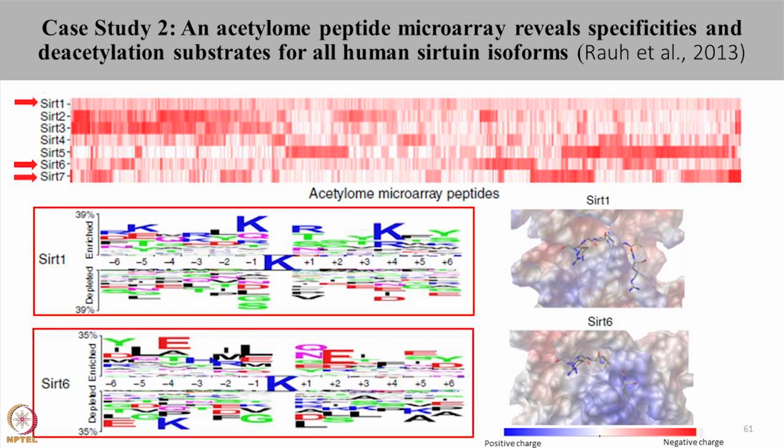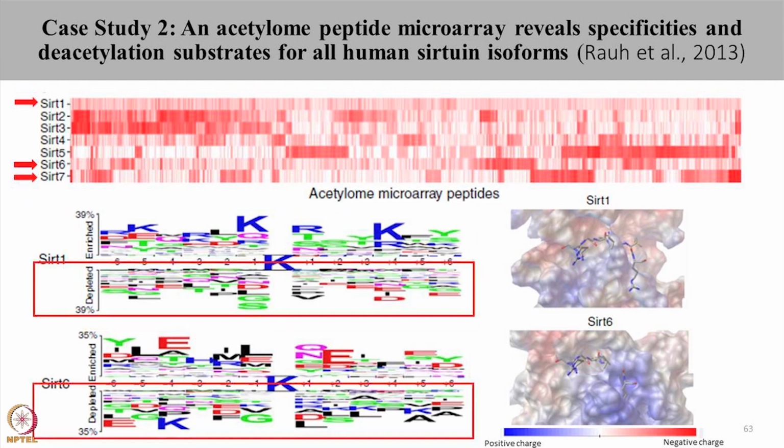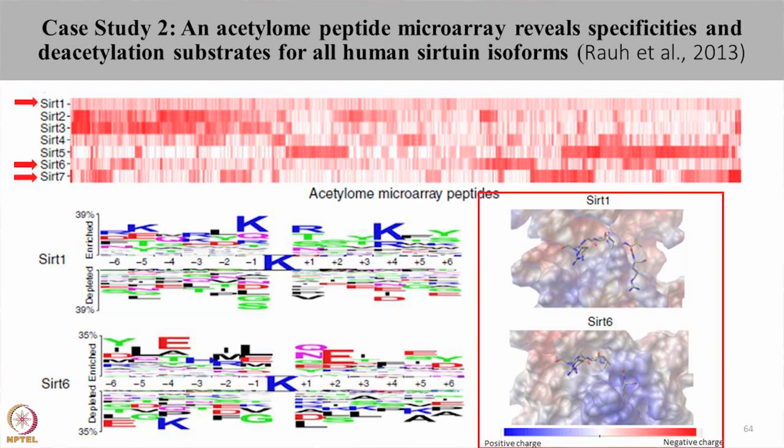This logo here shows the peptides that were used. The upper panel of the logo, that is the enriched section, shows the preferred amino acids for each sirtuin, whereas the lower bottom shows the depleted amino acid sequence, that is the sequence that does not favor deacetylation. Also, the right panel shows the peptide binding grooves of these sirtuin molecules, where the blue region signifies the positively charged amino acids and the red region shows the negatively charged amino acids.